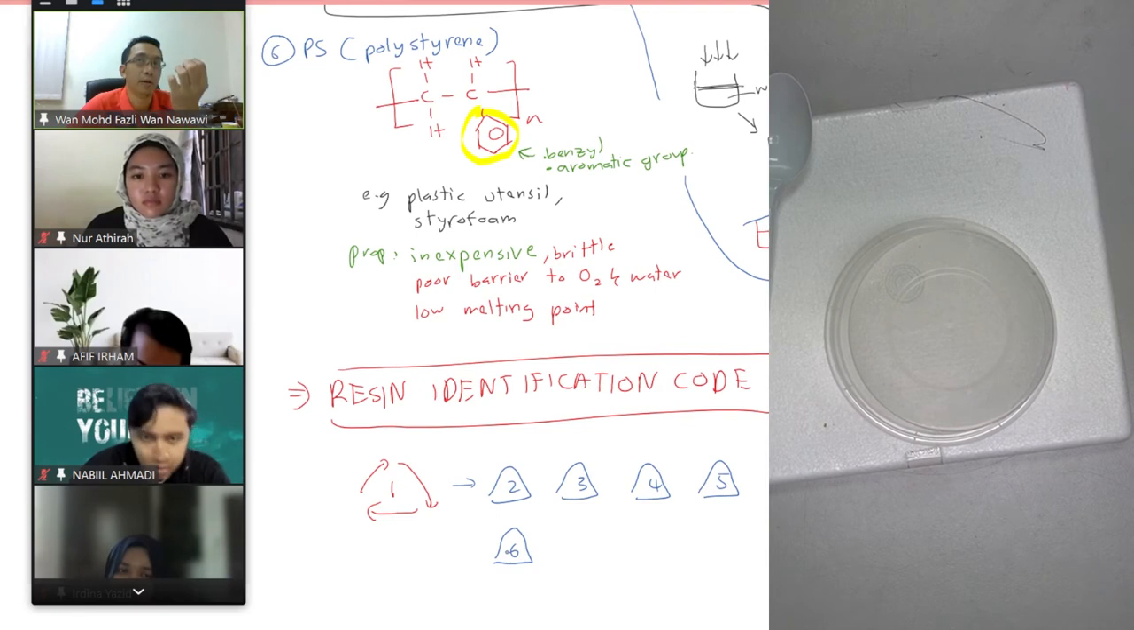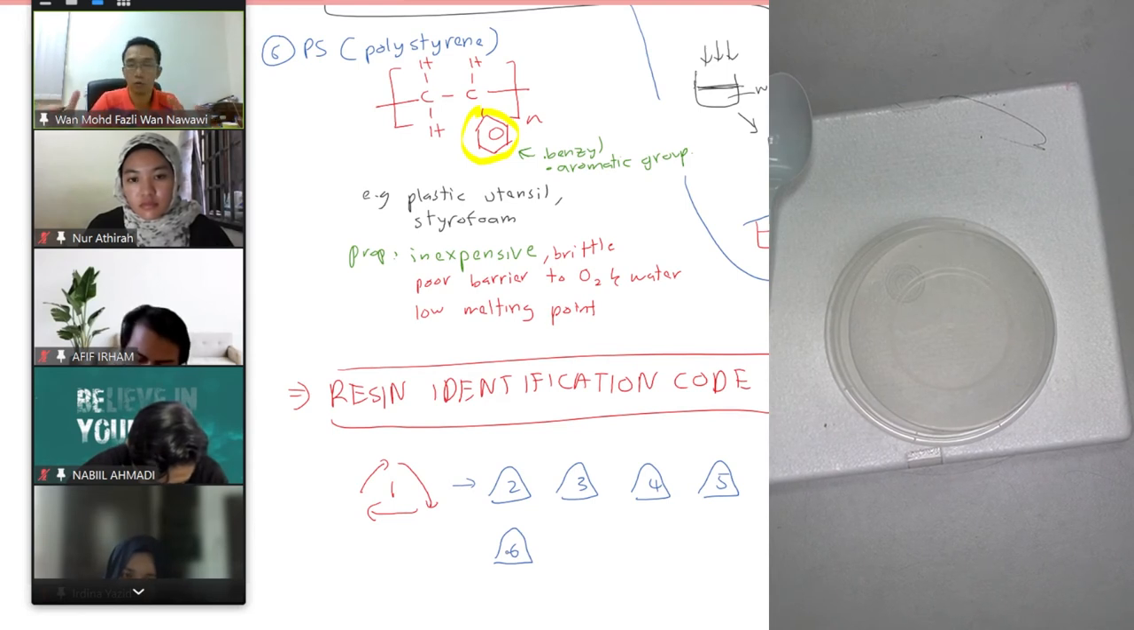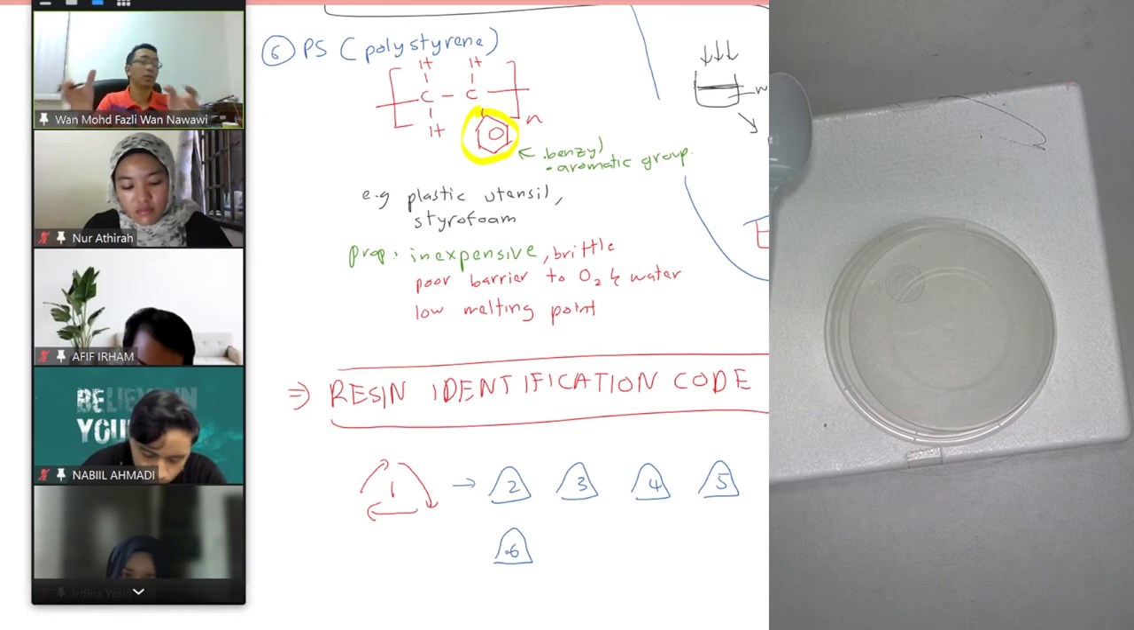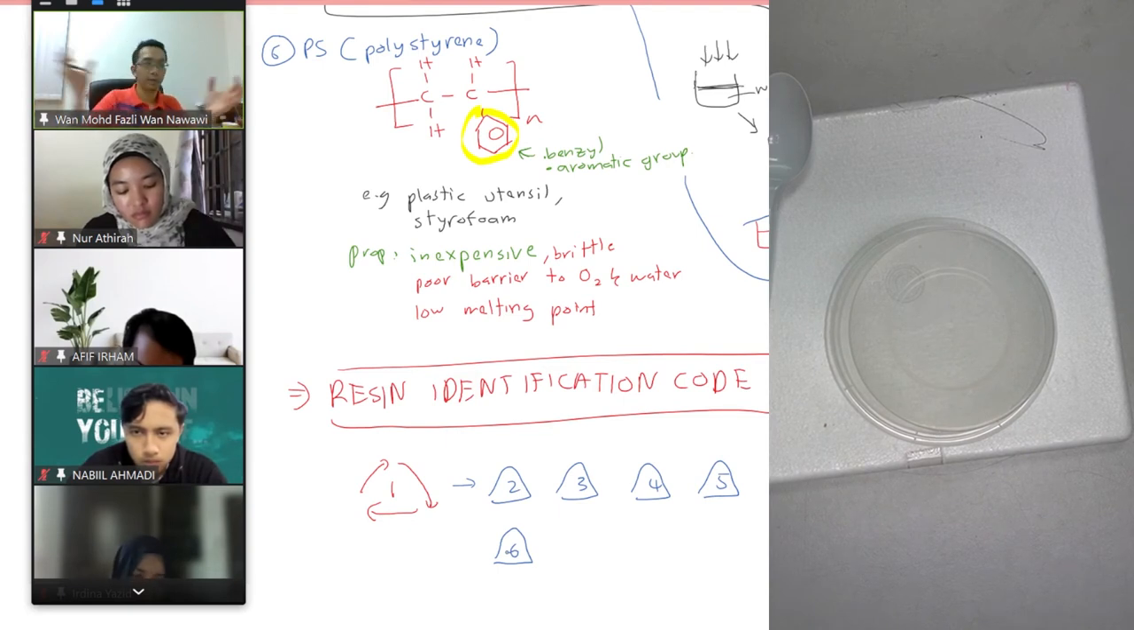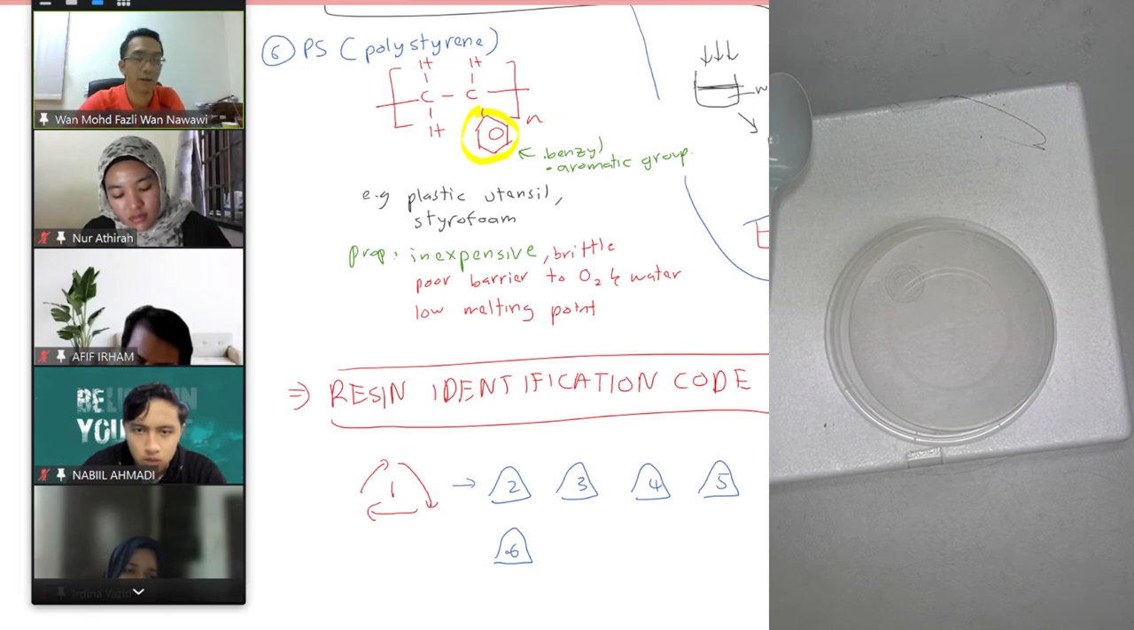It makes it easy for the recycler to identify which one to recycle, because you cannot recycle two things together. You need to sort in such a way that if you have PET, you put everything PET together, and then it's much easier to recycle, because you only remelt that thing and create another new material, recycled material.